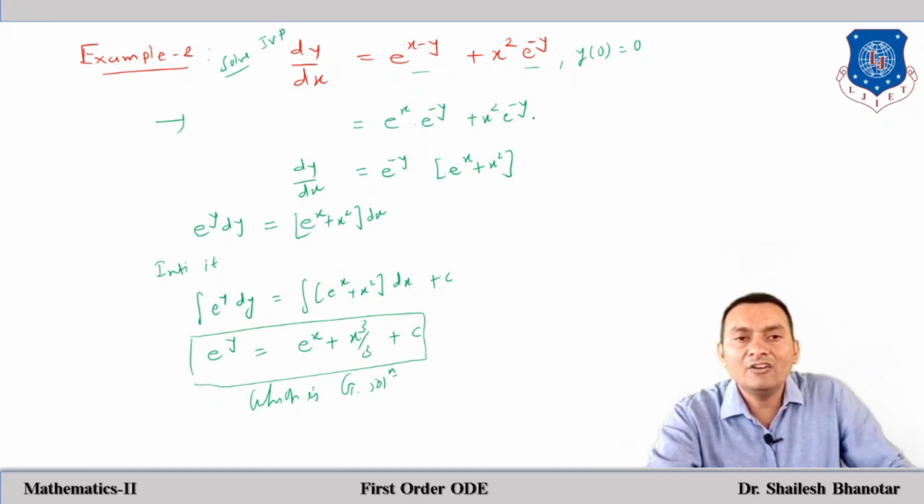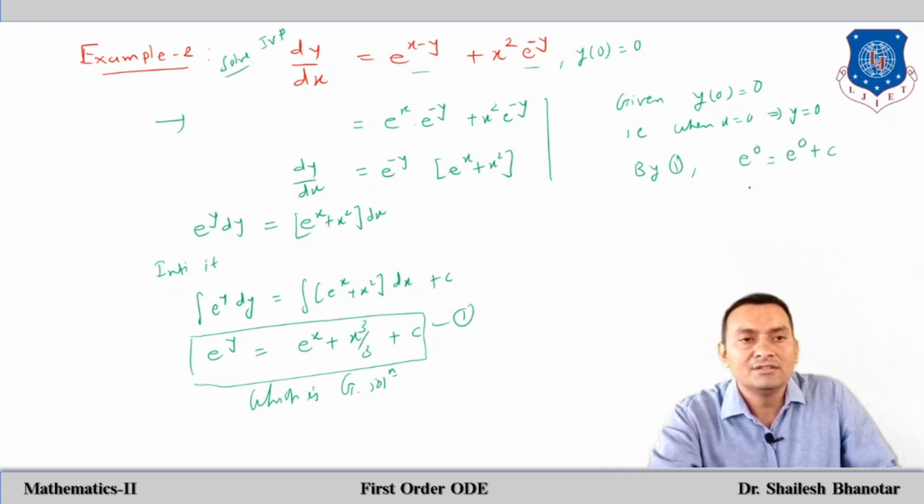So in that case, how can we solve it? We can mention that given y of 0 is equal to 0. What does that mean? When x is equal to 0, then the value of y is nothing but 0. And therefore, by equation 1, it is clear that e raised to 0, with x equal to 0, plus c, so we can say this is 1 plus c.